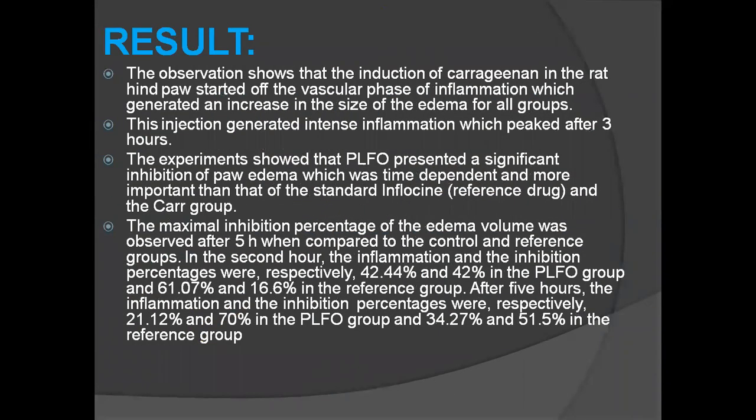So we have the result. We can see that intense inflammation occurs after 3 hours. When we give the Pistacia lentiscus fruit oil, we see that the edema size decreases compared to the reference drug. The maximum inhibition occurs after 5 hours. In the second hour, the Pistacia lentiscus fruit oil shows only 42% inhibition, whereas the reference shows 61%. But after 5 hours, the inhibition percentage was 61 to 16%.